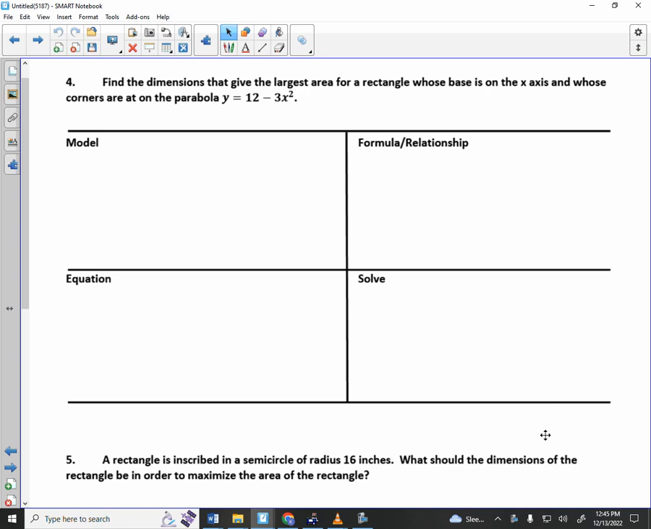Okay, our last option of the day, or last option of this lesson on optimization. We're going to try a problem that should be familiar from last year.